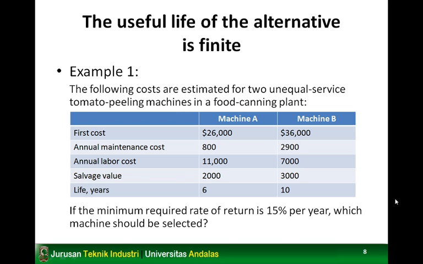So when we are doing present worth analysis in this case, we need to calculate the least common multiple of 6 and 10, which is 30. So we need to do the analysis for machine A for 30 years, and for machine B for 30 years. But with the annual cash flow analysis, we do not need to do that. We are just going to do the analysis for machine A for 6 years and the analysis for machine B for 10 years. So now let's do the analysis.